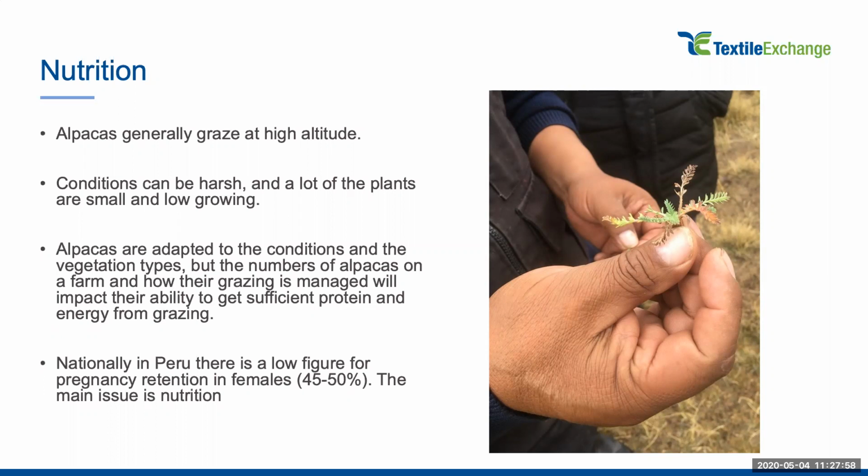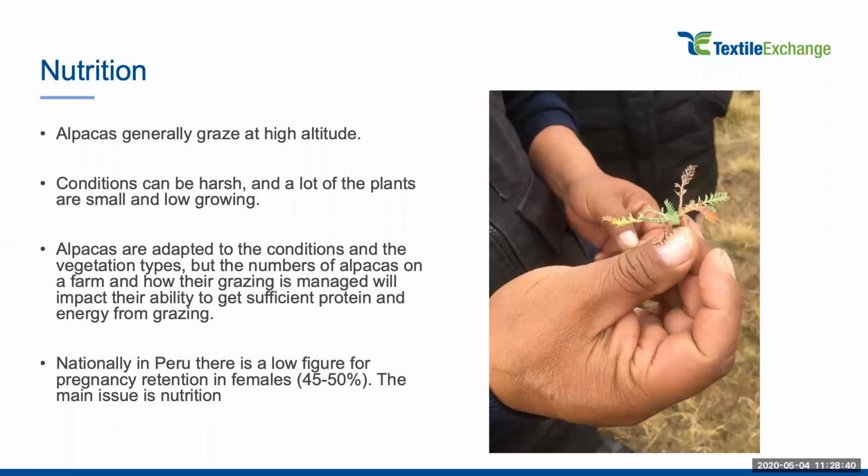And when you look nationally, some of this data is the most recent data, so it may be a little out of date, and I know there are a lot of people working with alpaca breeders to improve some of these figures. But nationally in Peru, there's quite a low figure for pregnancy retention in females, so the number of females that will go on to have a baby, a cria, is around 45 to 50%. It's thought that there's a variety of factors, but one of the key factors is ensuring that animals have sufficient nutrition throughout their pregnancy.